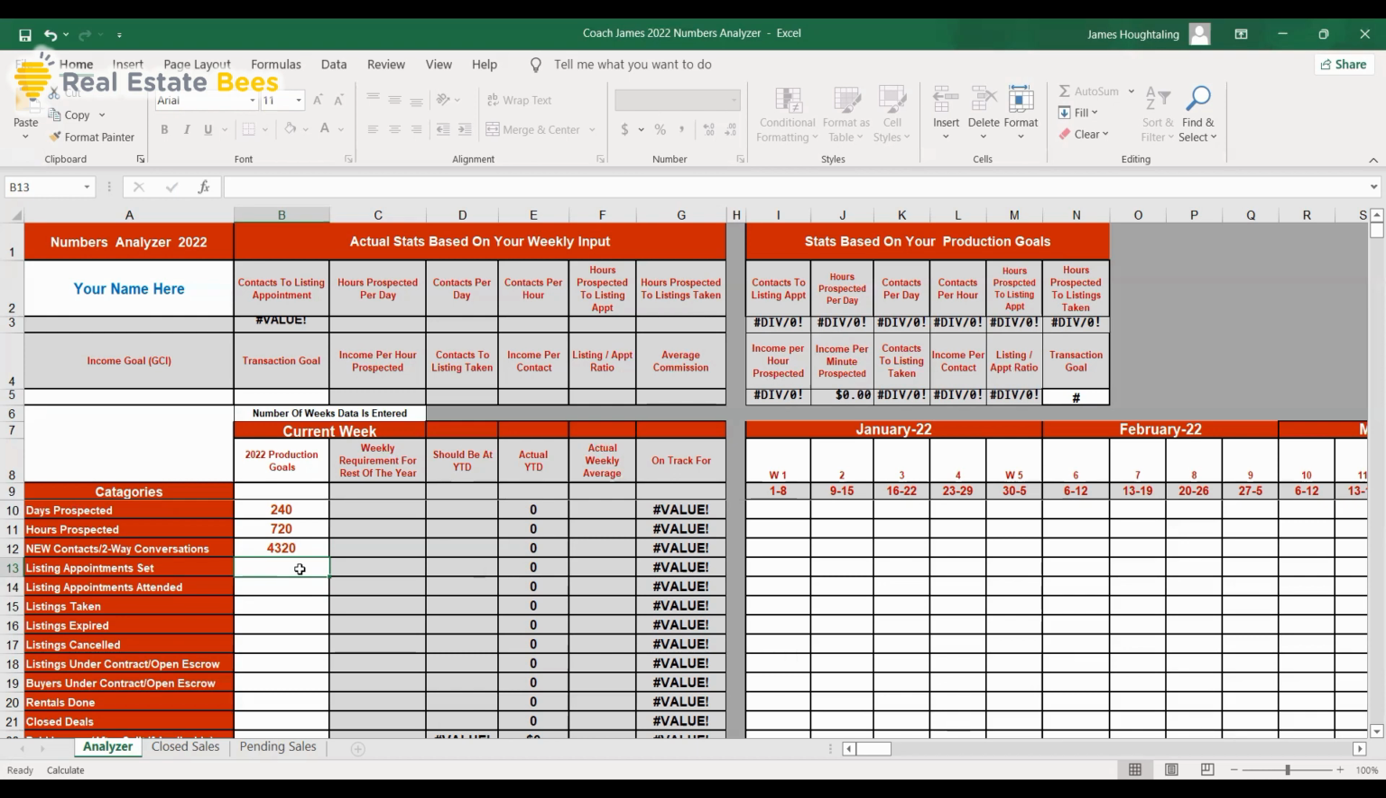So obviously we take the 4,320 and we divide that by 75, and that gives us 57.6. I'm just going to round up to 58. Okay, so that means we have a goal to set 1 appointment for every 75 people. Now, listing appointments attended, row 14. You're not going to go on every appointment that you set. People are going to cancel.